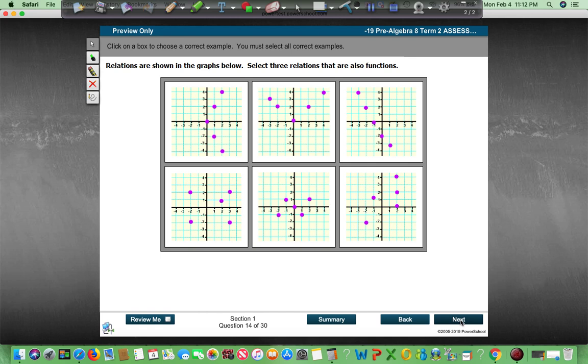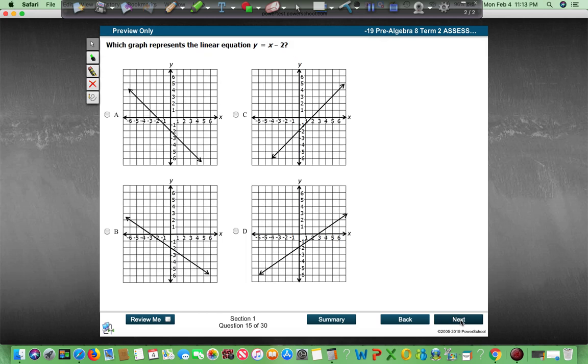Question 14. Click on a box to choose a correct example. You must select all correct examples. Relations are shown in the graphs below. Select 3 relations that are also functions. Question 15. Which graph represents the linear equation y equals x minus 2?